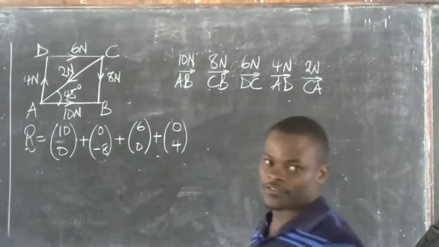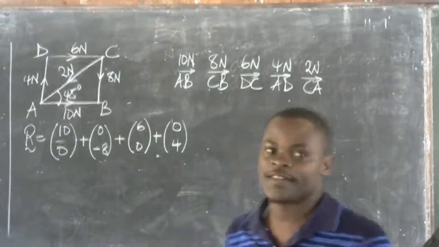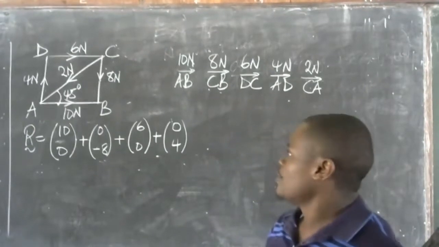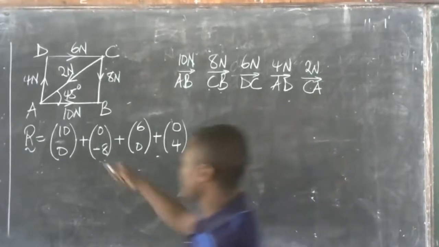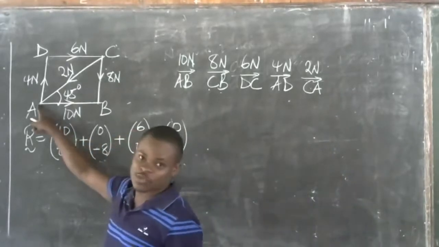So we are going to resolve the diagonal force, but using the 45 degrees. Now, when you look at the 2 newton force, it's acting towards the A. It is acting towards this point.